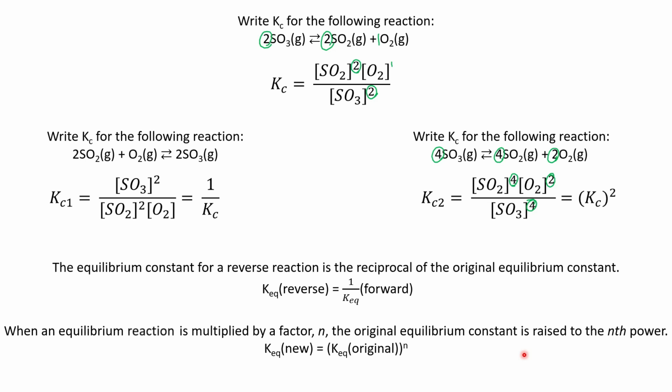Okay, still going on with more things that K can do. We've talked about Kc and Kp. Is there a relationship between those two? Yes, there is, and we can convert between Kp and Kc. The equation for this is given right here. Kp equals Kc times RT to the delta N.